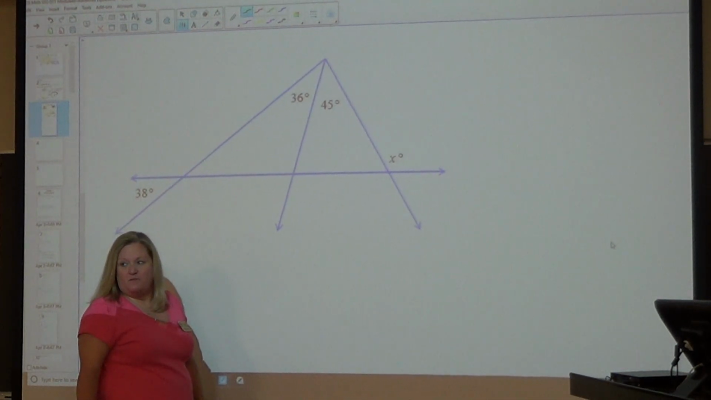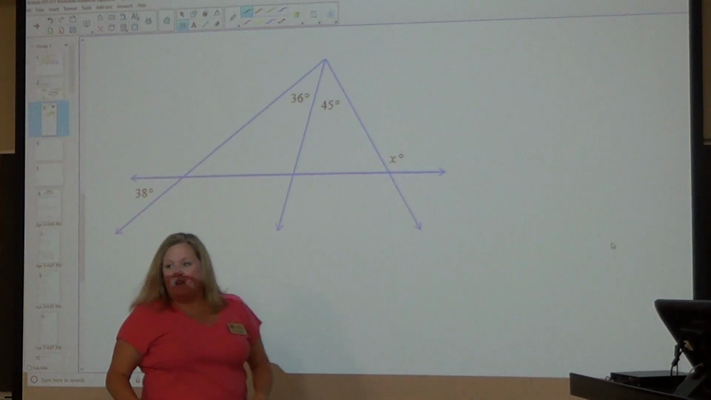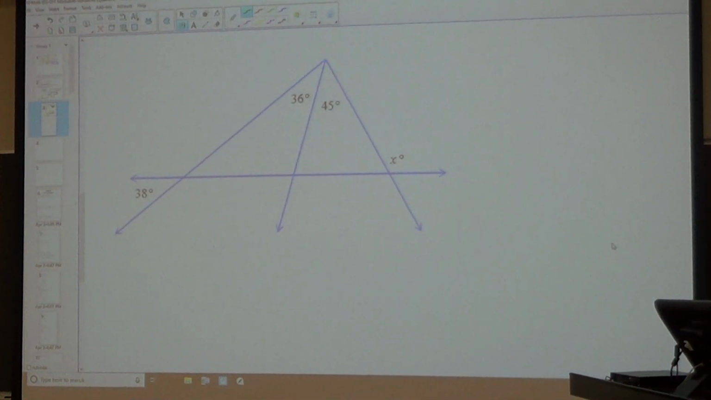The butterfly. Okay, the more you do it, the easier it is to see. So it's going to be 38? You see your butterfly. Yeah. So we go from here to here. So that's a 38 degree.